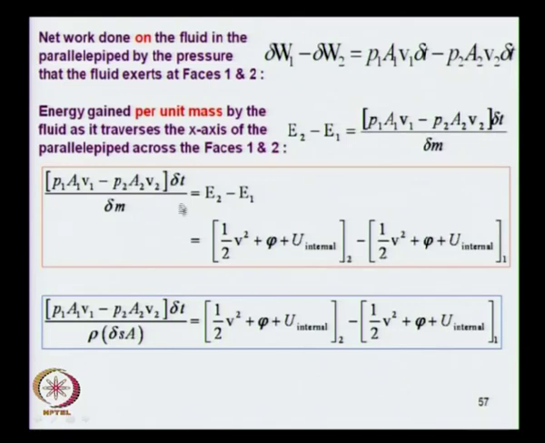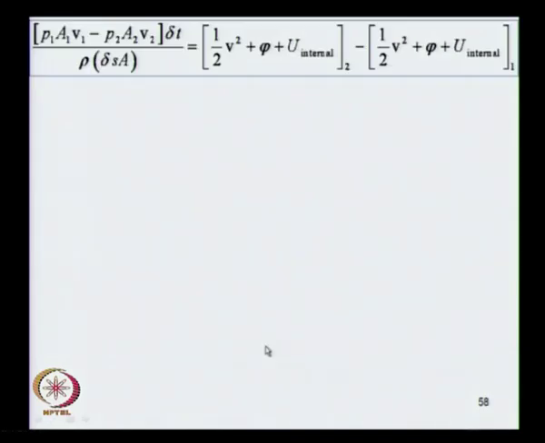So, this left hand side P1 A1 V1 minus P2 A2 V2, this whole thing multiplied by delta T divided by this mass element, and this is volume into density. So, the density is rho, the volume is the length segment times the area. So, delta S times area is the volume, and on the right hand side you have got the difference of these two energies. So, let us write this result at the top of the next slide, which is here.